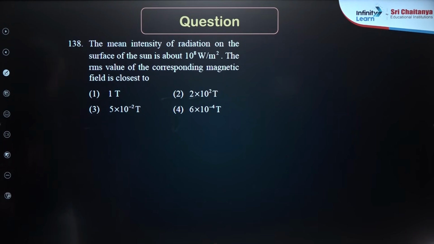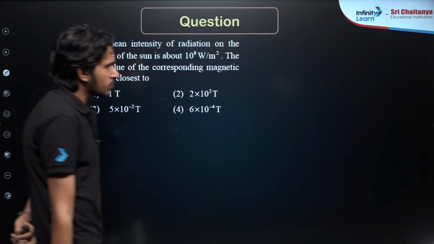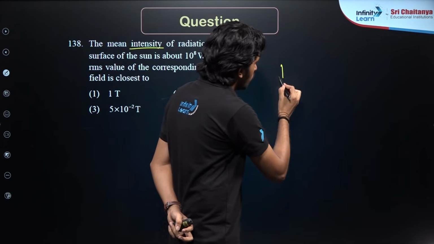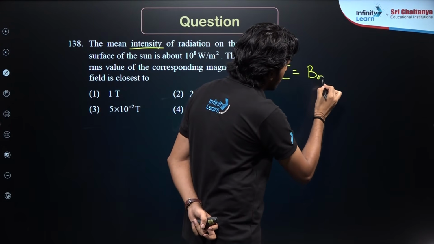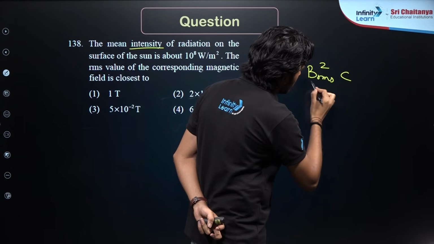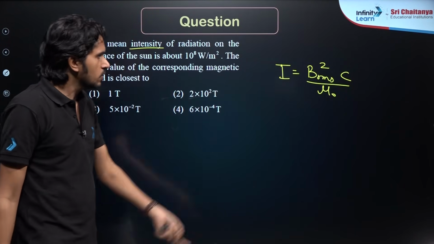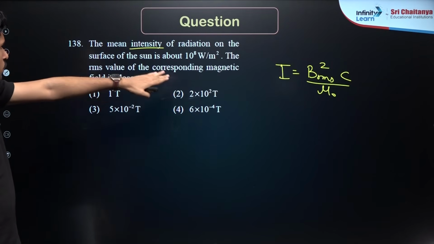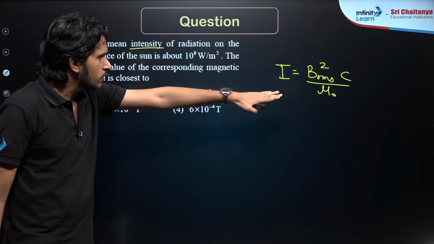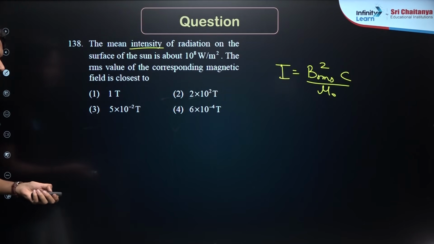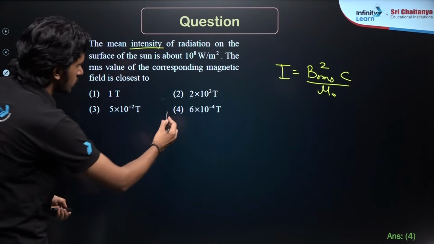Then we have the third one: the mean intensity of radiation on the surface of the sun is about 10 raised to 8 watt per meter square. The RMS value of the corresponding magnetic field is closest to? Okay, so what is given? Intensity. We know the formula, intensity equals B RMS square times C upon mu naught. You know mu naught upon 4 pi equals 10 raised to minus 7. So put the value of intensity, that is 10 raised to 8, put the value of mu naught, put the value of C, and find the value of B RMS. Okay, simple problem. The answer will be the fourth option.